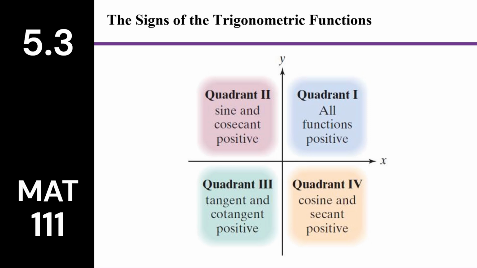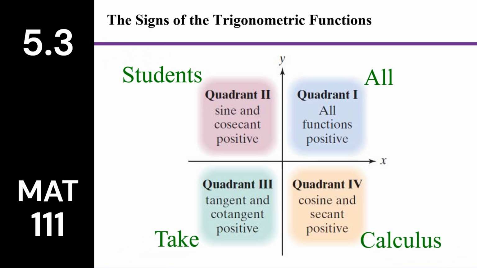There is a memory device that you can learn. All Students Take Calculus. As you go around counterclockwise, this reminds us that all of the functions are positive in the first quadrant, that sine and its reciprocal cosecant are positive in the second quadrant, tangent and its reciprocal cotangent are positive in the third quadrant, and finally, cosine and its reciprocal secant are positive in the fourth quadrant.